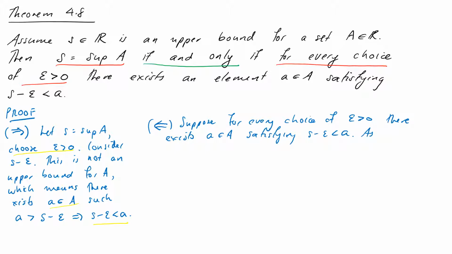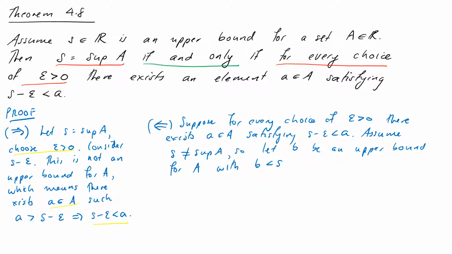So assume S is not the supremum. Now we need to translate that into a more useful statement, which in our case will be, if S is not the supremum, there must be an upper bound for A that is less than it. So let B be an upper bound for A with B less than our supremum S.